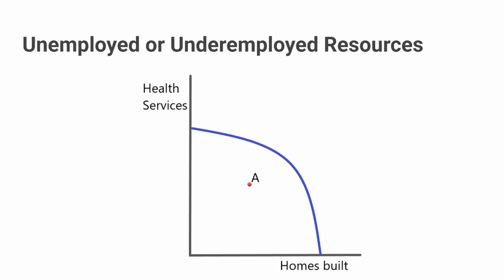Now, if we have unemployed or underemployed resources, we're not producing on the production possibilities curve. Point A would be an example of that. So whenever we're not using all of our resources or we're not using them in the best possible way, we're below the production possibilities curve. Everywhere on the curve involves having all resources being used and being used in the best possible way. So whenever we're below the curve, we must have either unemployed or underemployed resources.